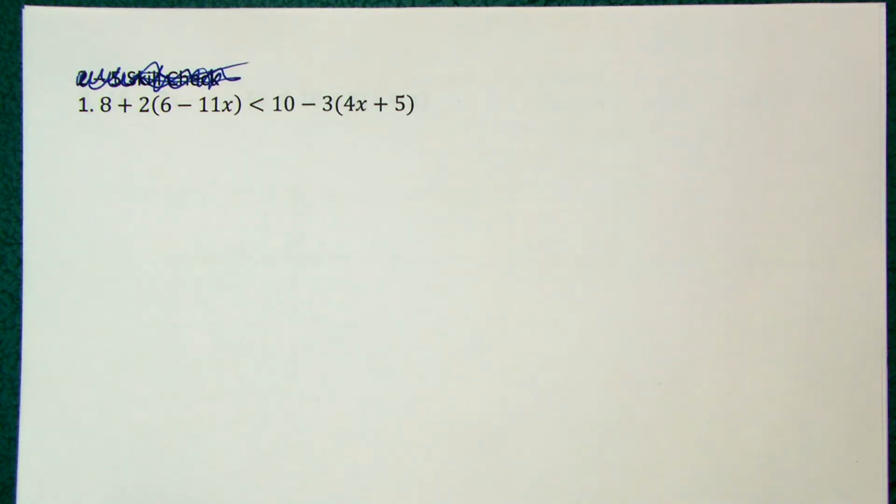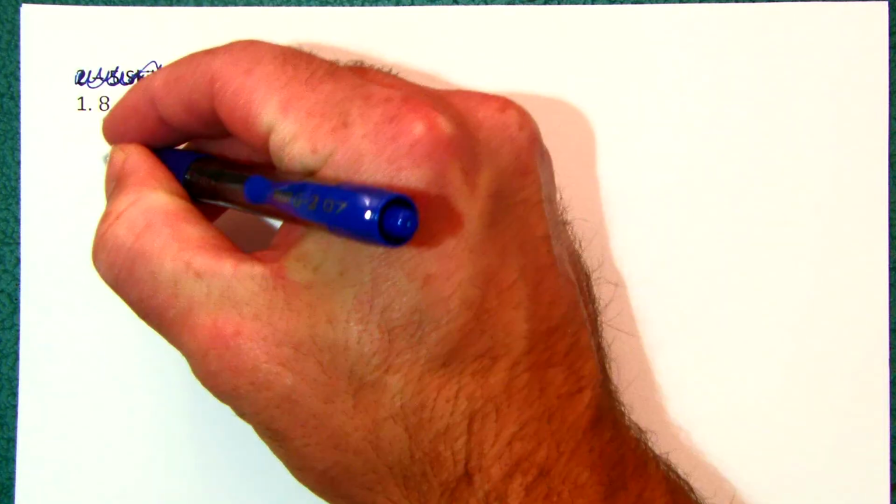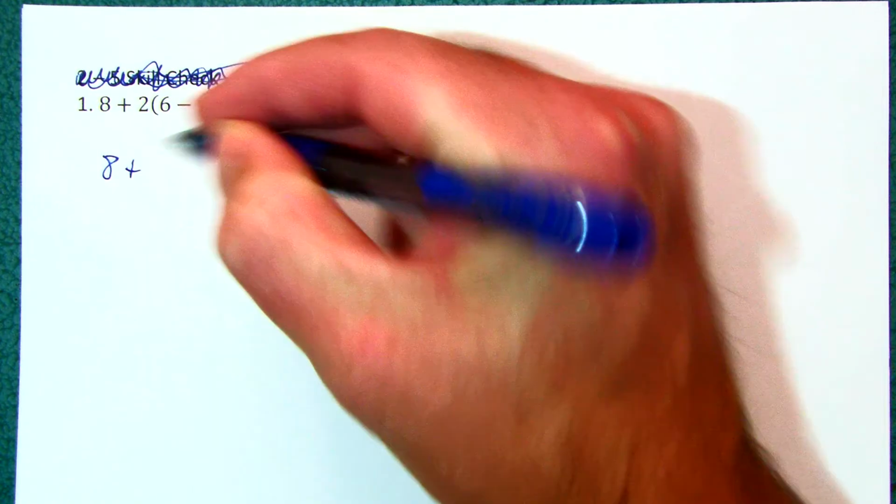So continuing with solving inequalities with variables on both sides, same rules apply as when we were solving equations. Just the big thing here is if you multiply or divide both sides by a negative number, you've got to flip that inequality. So to get started here, we're just going to take care of distributive property.